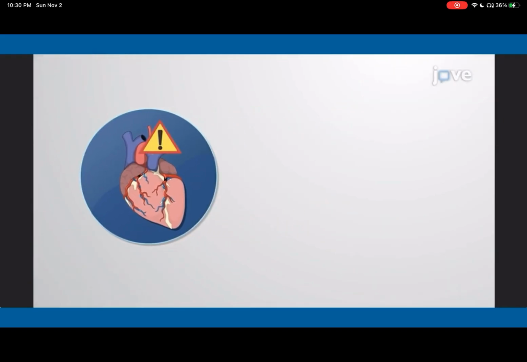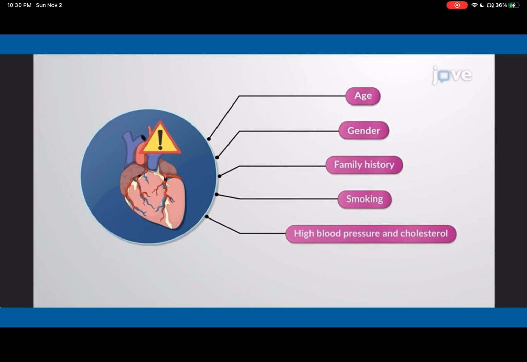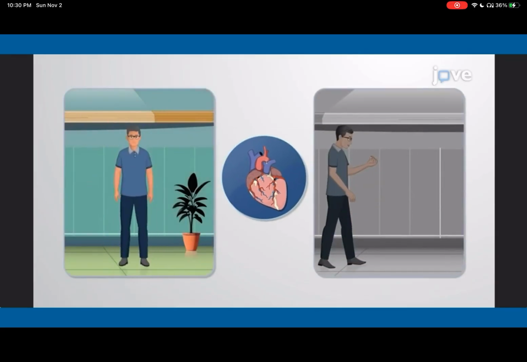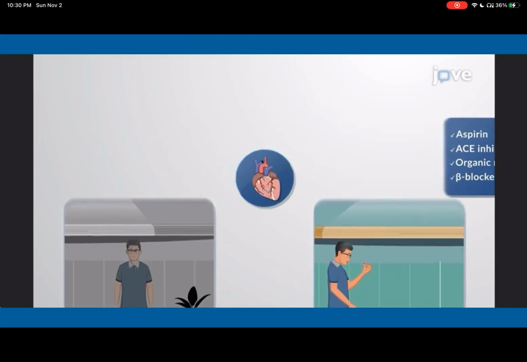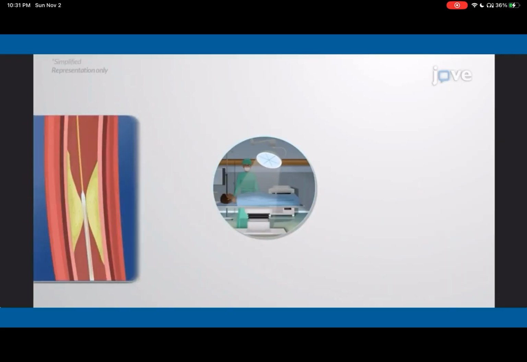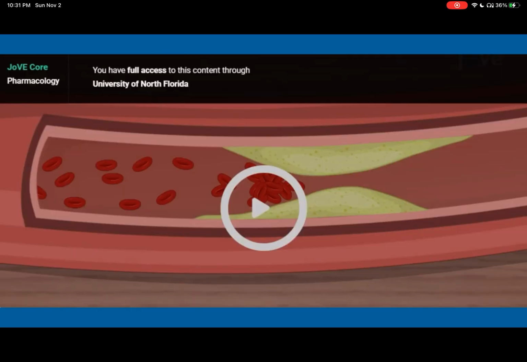Risk factors for ischemic heart disease include age, gender, family history, smoking, high blood pressure and cholesterol, obesity, diabetes, and stress. The disease can be managed by lifestyle changes and medications such as aspirin, angiotensin-converting enzyme inhibitors, organic nitrates and beta blockers. In more severe cases, invasive procedures like angioplasty or bypass surgery may be needed to restore adequate blood flow to the heart.